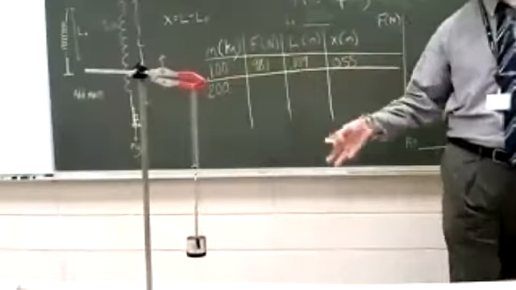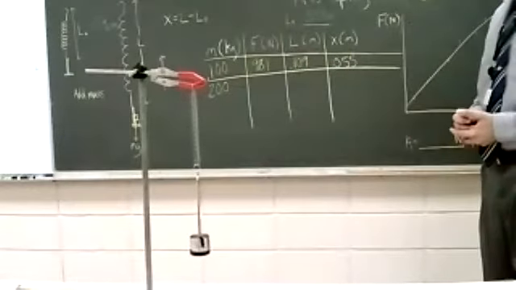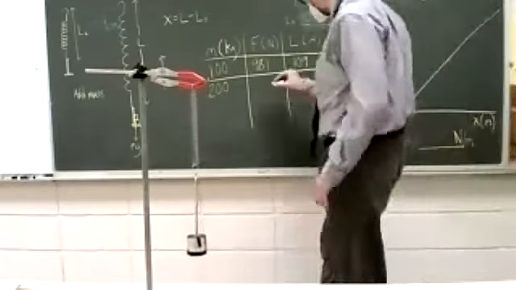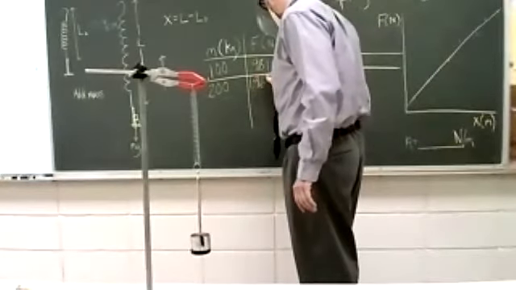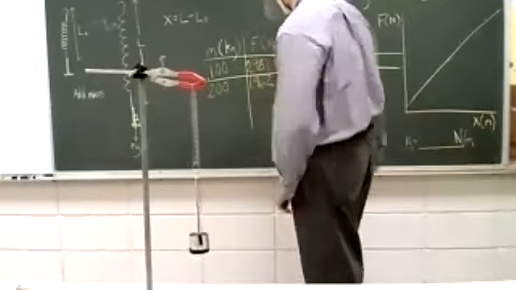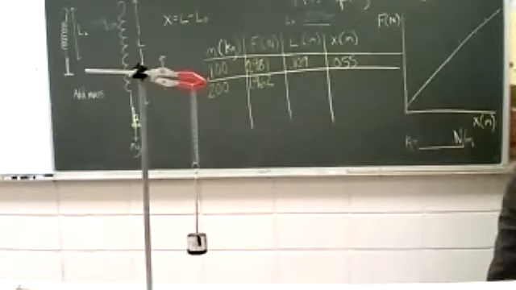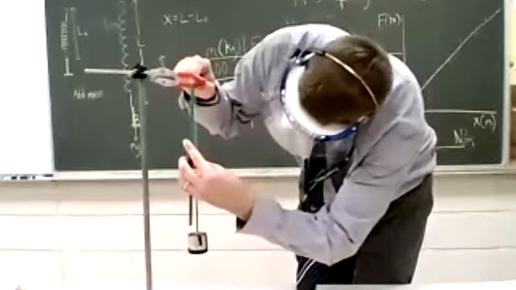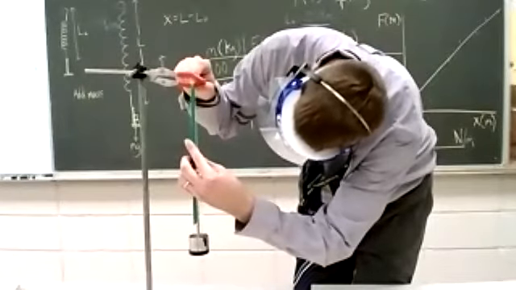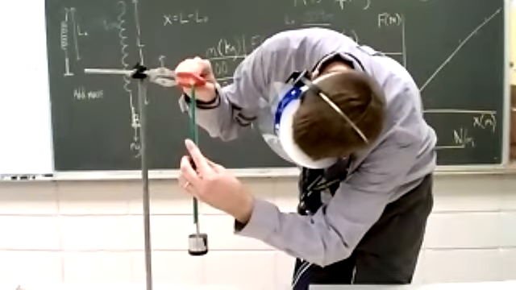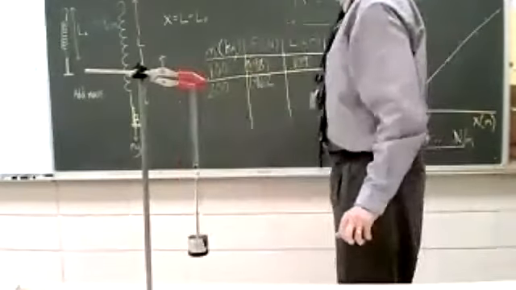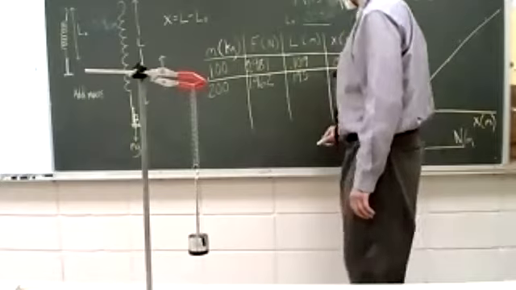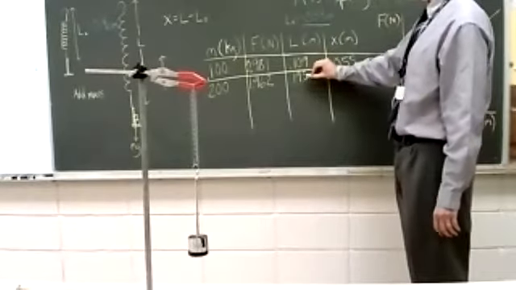We doubled the mass, and so we doubled the weight. So what's the weight now? 1.962. There's a 0 in there to be consistent. What's the new length? 19.5 centimeters, 0.195. 0.195. Now, what's the extension now?